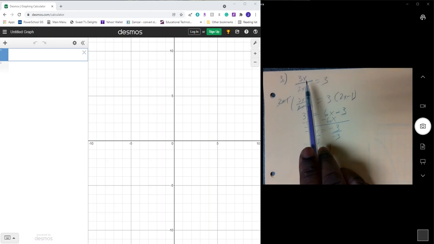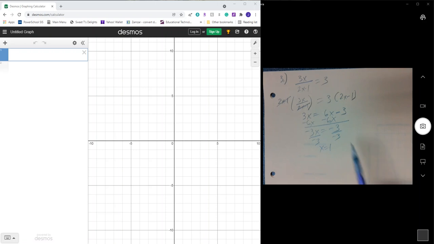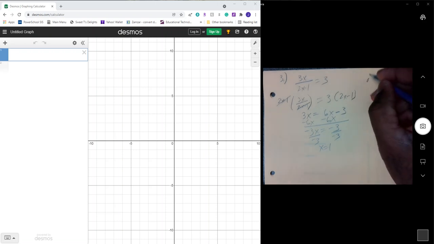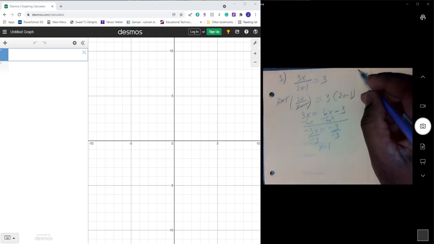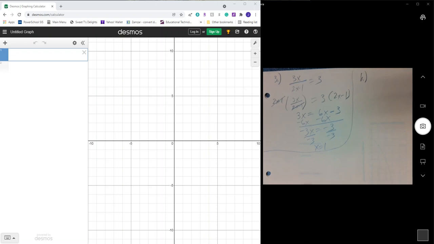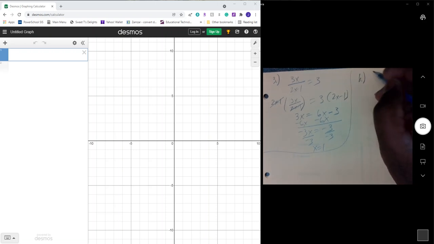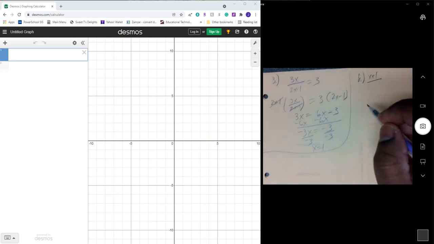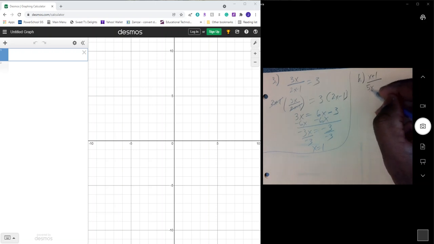So this would be 3 times 1 is 3, 2 times 1 is 2, minus 1 is 1, 3 divided by 1 is 3. So problem number 3 actually works. Okay, now we can do B. This was A, now we do B. Now B, we have x plus 1 all over 5x minus 3, and that equals 2.